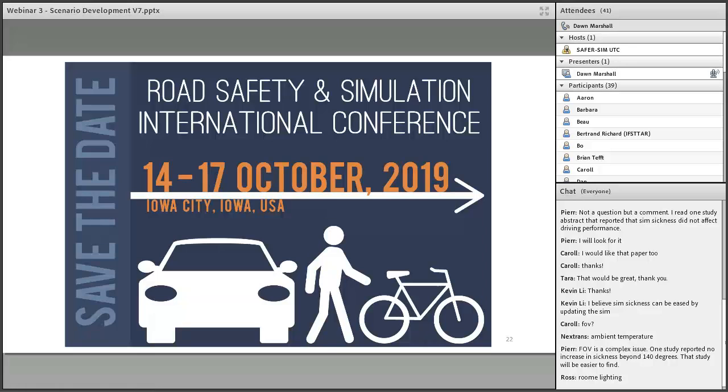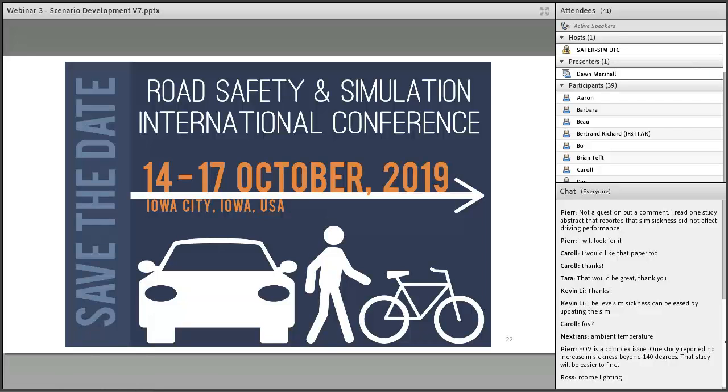And we have a comment that field of view is a complex issue. One study reported no increase in sickness beyond 140 degrees, and that study will be easier to find. Somebody comments that room lighting may affect it. And that is true. So this is a great conversation about a very complex topic that has many inputs.